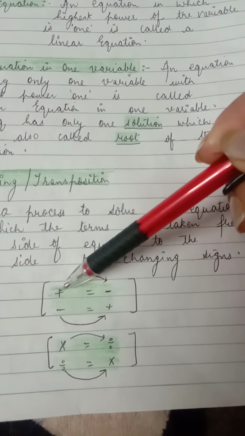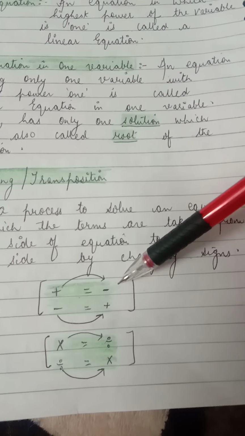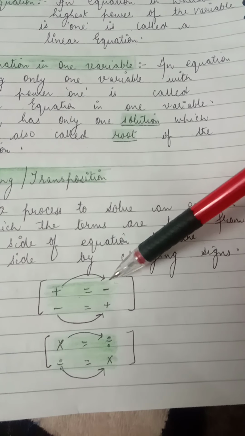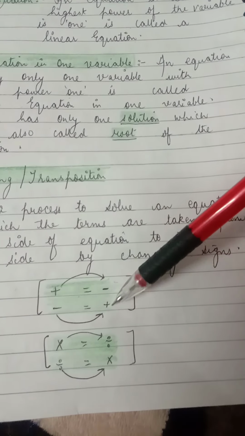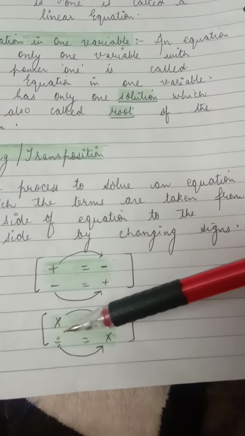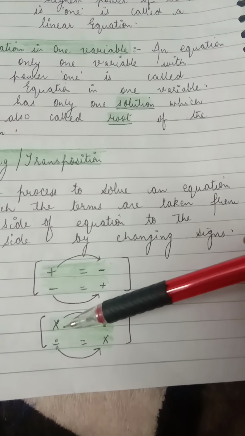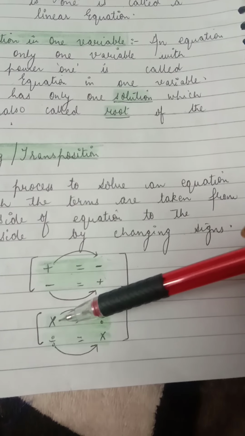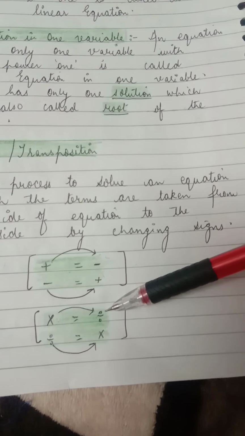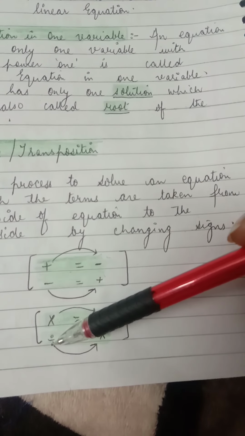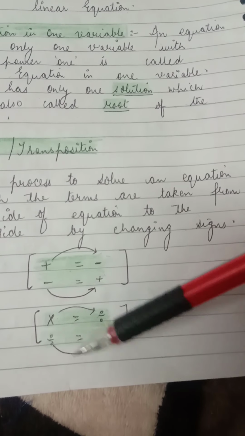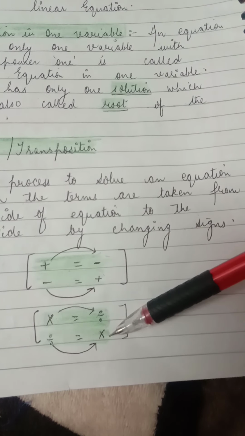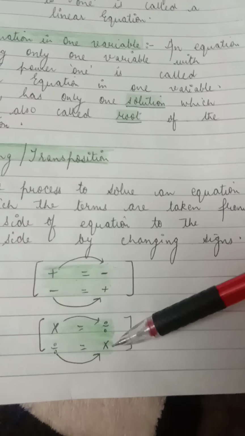If you take a term with a plus sign to the other side, it becomes minus, and vice versa, minus becomes plus. Same goes if there is a term with multiplication, it goes to the other side and becomes division. And when a term is dividing the variable, on shifting it to the other side, it becomes multiplication.